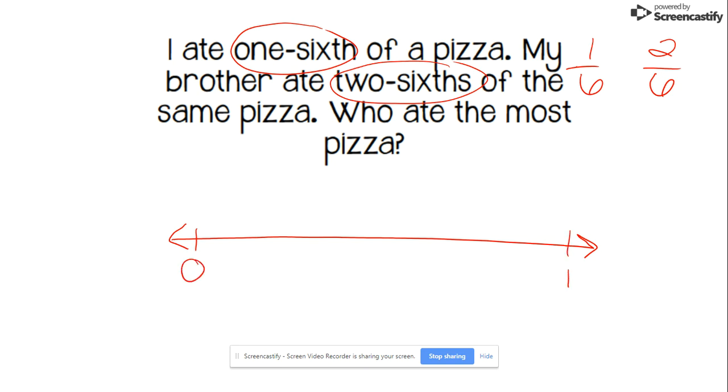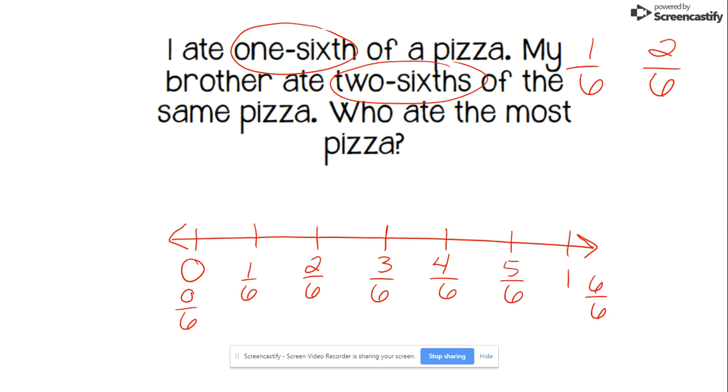Again, since both of my fractions are in 6, I'm going to break my number line into 6. Remember, 6 is even, so you can break it in half first, and then each of your sections you can split into thirds. And we can go through and label all of our fractions now. Remember that whole number 1 is equal to the fraction that has the same number on the top and bottom.